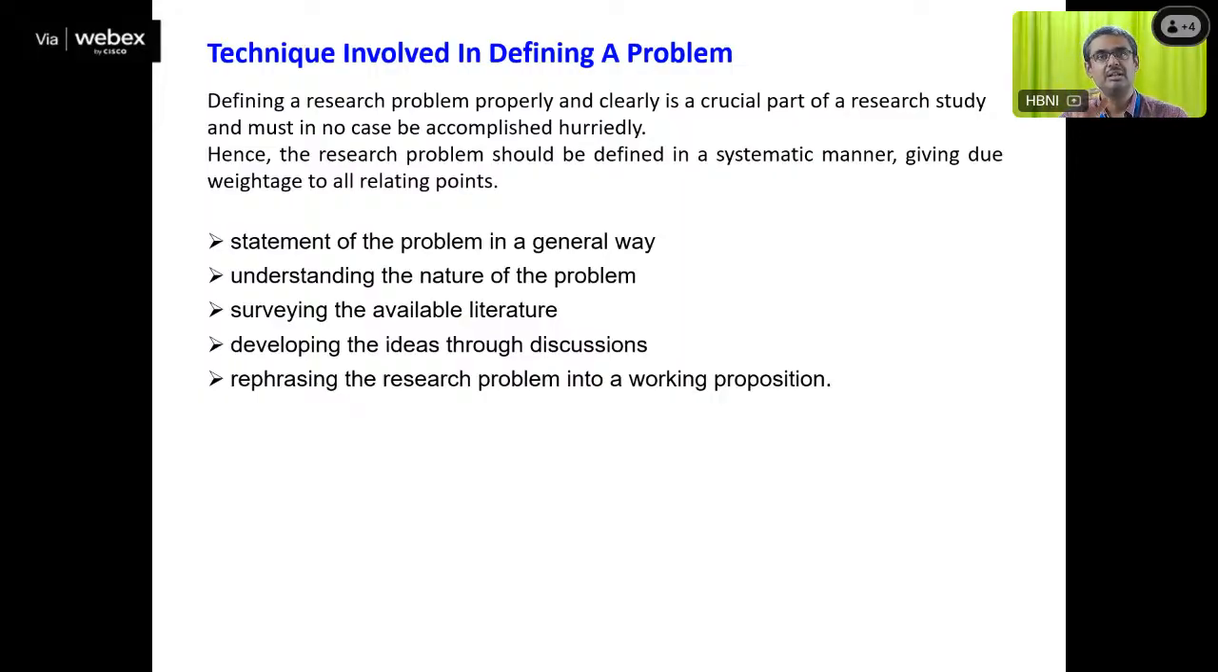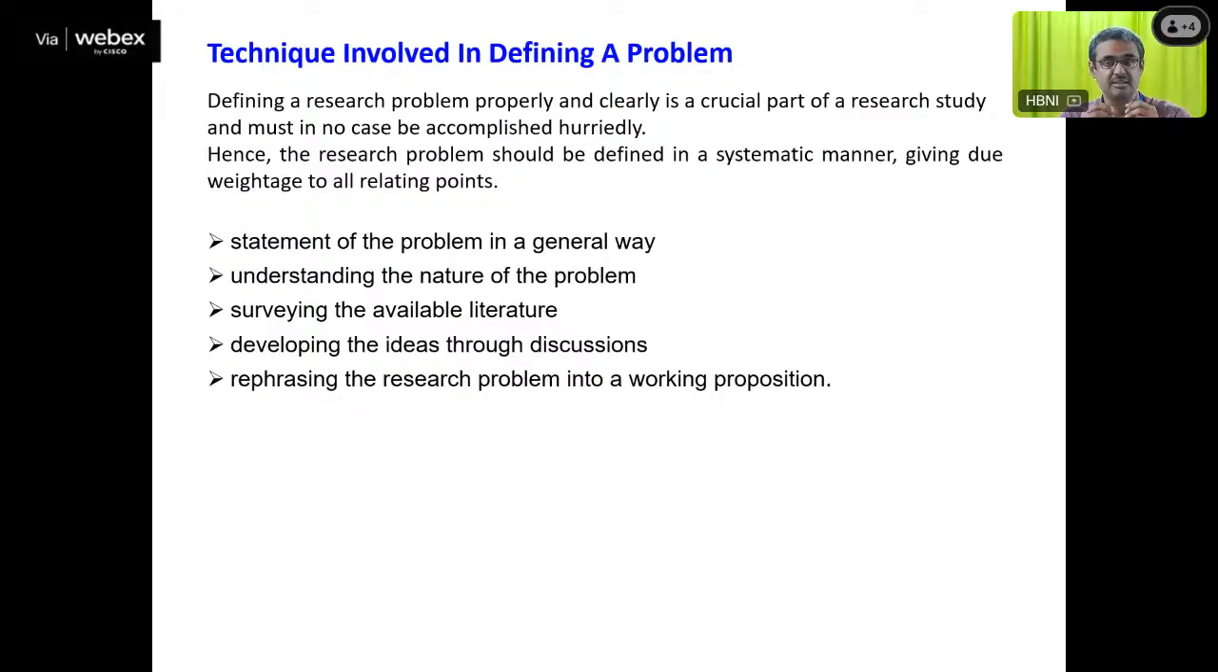Initially, in a general way, you state the problem first. You have a certain knowledge base, and you state the problem in a general way. Then try to understand the nature of the problem. How can you do that? You can do these 2: surveying the available literature, and also discussing with the experts. These 2 steps, literature survey and discussion with the experts, will help you in refining, basically uplifting, your general problem statement which you made in the first stage.